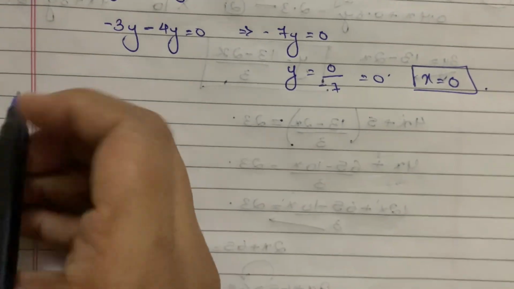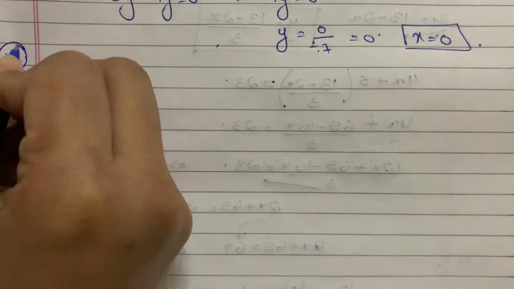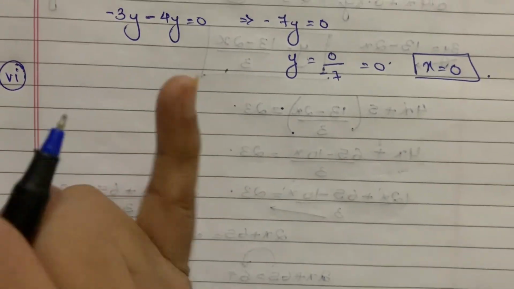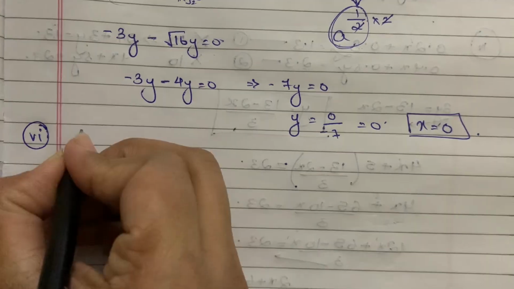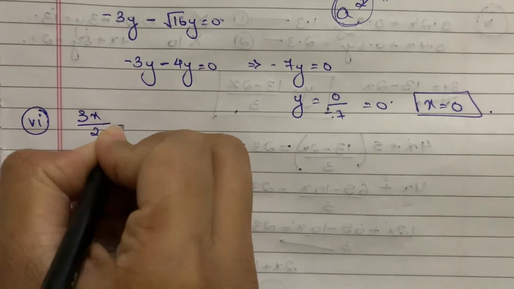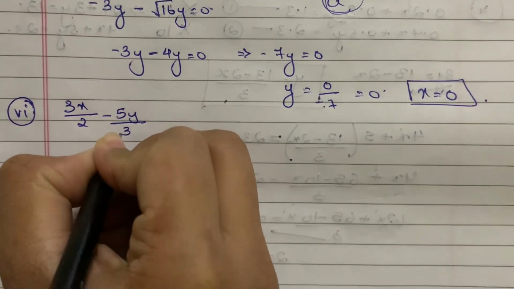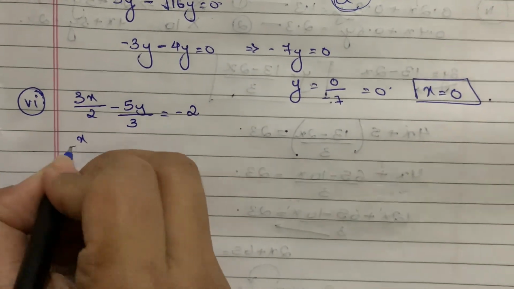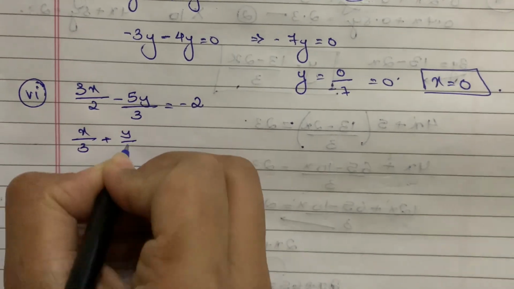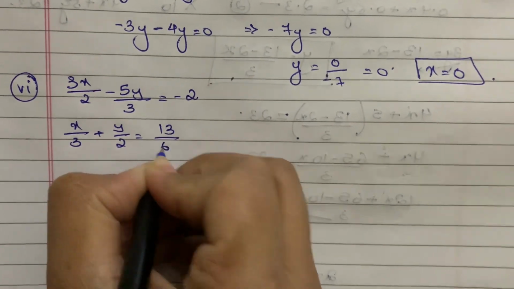Now further going ahead with the sixth question, the sixth and the last question, it involves a fraction. Decimal completed, root completed, infinite solutions, and a fraction is also completed. Now 3x upon 2 minus 5y upon 3 is equal to minus 2 is given in here for us, and then it is given x upon 3 plus y upon 2 is equal to 13 upon 6 is here.